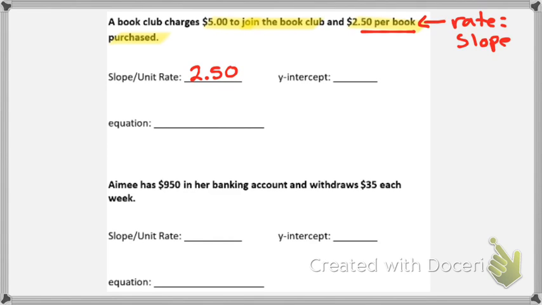Okay. Our y-intercept is going to be where we start, so we need to pay the $5 in order to join the book club. The $5 is not going to occur every month. It's just one initial fee. So here we will put 5 for the $5, and so this would be our slope, which is our m, and our y-intercept is our b. So if we put it in an equation, we would have y equals 2.50x plus 5.